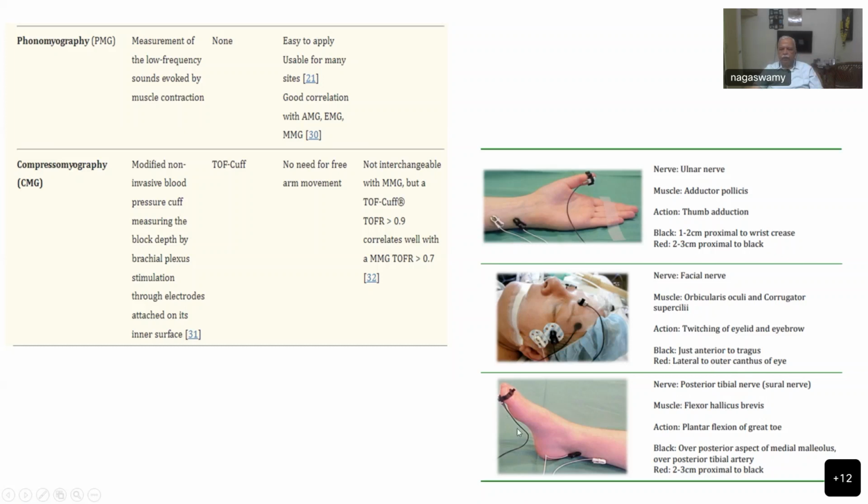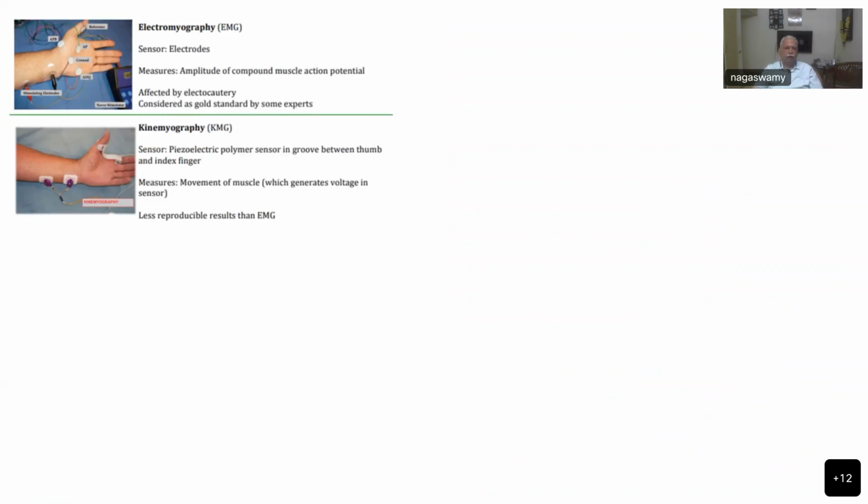Then the posterior tibial nerve is the third common nerve that you can stimulate. This results in flexor hallucis brevis muscle contraction, so there will be plantar flexion of the great toe. The great toe will bend down, and you place the electrode over the posterior aspect of the medial malleolus, with the red proximal to the black. This is how you place the electrodes. If you put them the opposite way, the effect will not be good. The muscle will only get hyperpolarized, and it will not react properly.